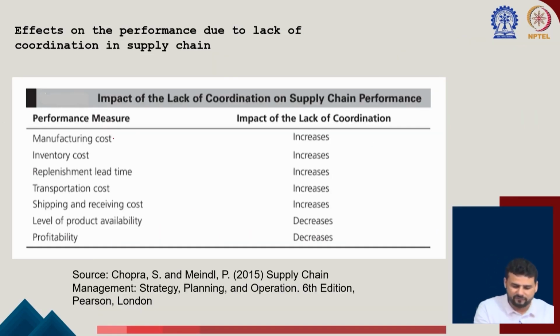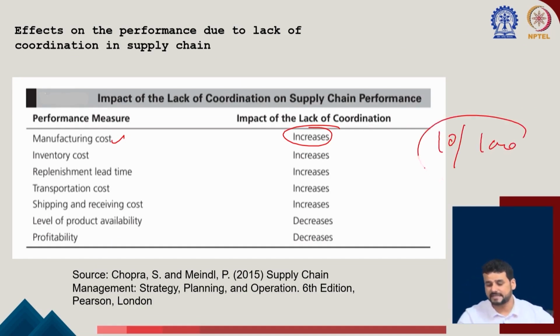You can see manufacturing cost will increase. Now one person may argue, how will manufacturing cost increase, whether we are manufacturing 10 units or 100 units. Yes, when you are manufacturing in bulk, once you standardize the process, you can minimize the cost per unit of production. But if you quickly change over from one model to another, then again there will be more cost, right? Inventory cost, there is no coordination, all are keeping the inventory.